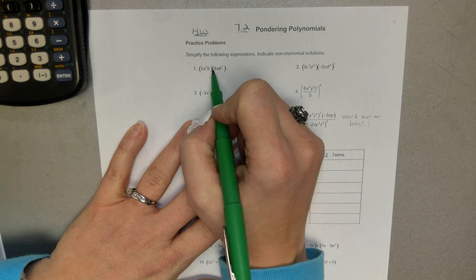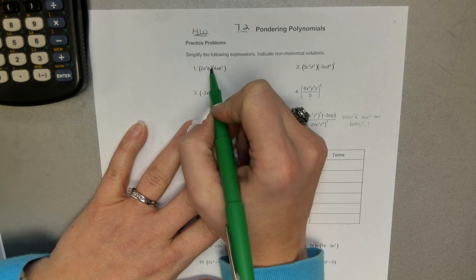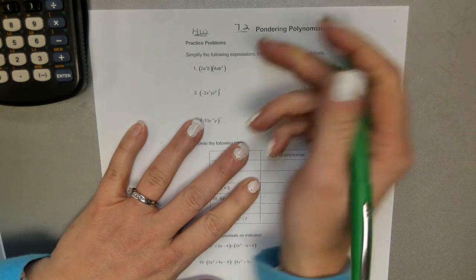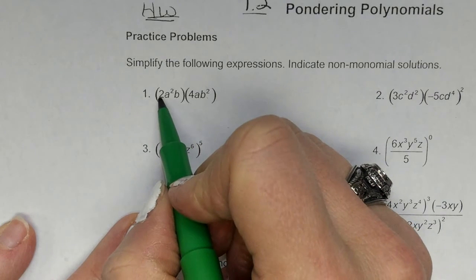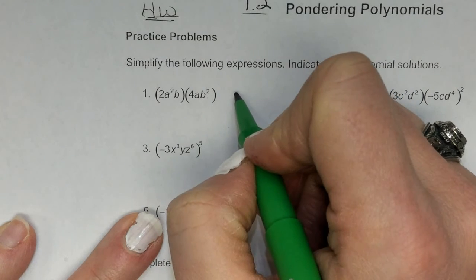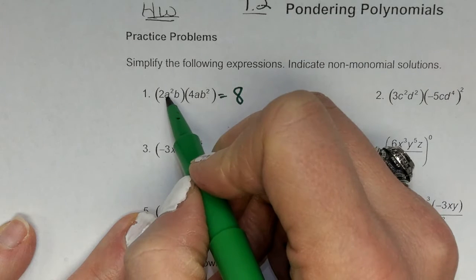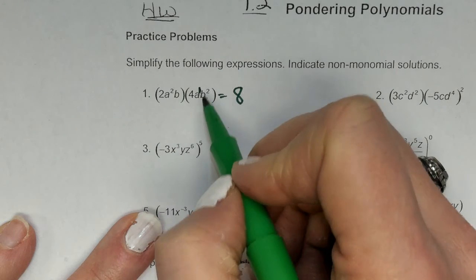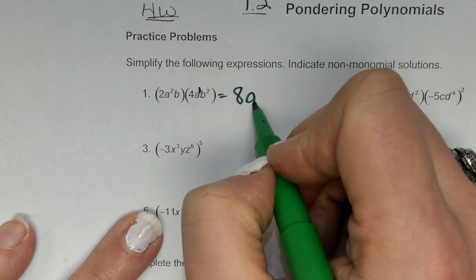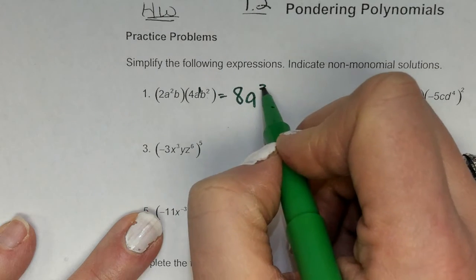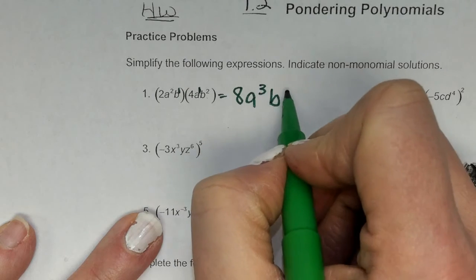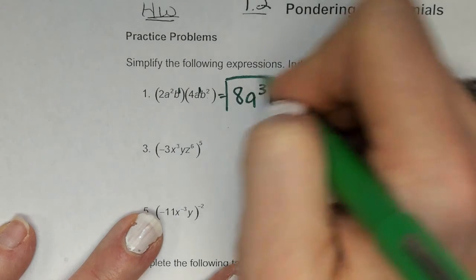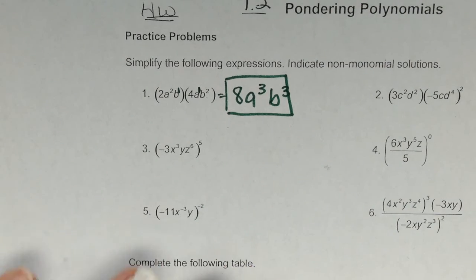You guys know how to do this. This is just a review from last unit. The numbers follow regular rules. So we have a 2 and a 4. That's going to give us an 8. And then remember your exponent rules. When you multiply an exponent and an exponent, you add your exponents. So you have an a squared and an a to the 1. That's going to give you a to the 3rd. And then a b to the 1 and a b squared gives you b to the 3rd. That's all we do for number 1. That's just a review.